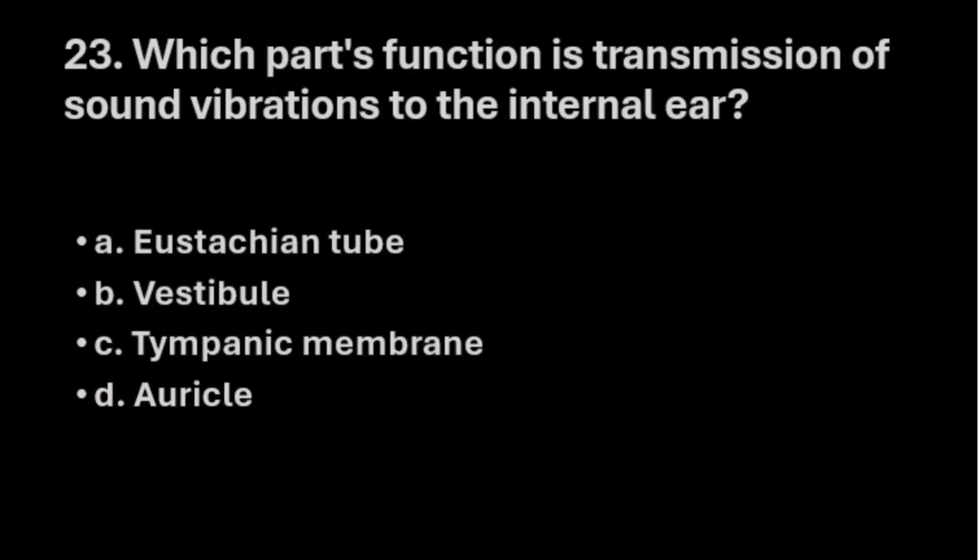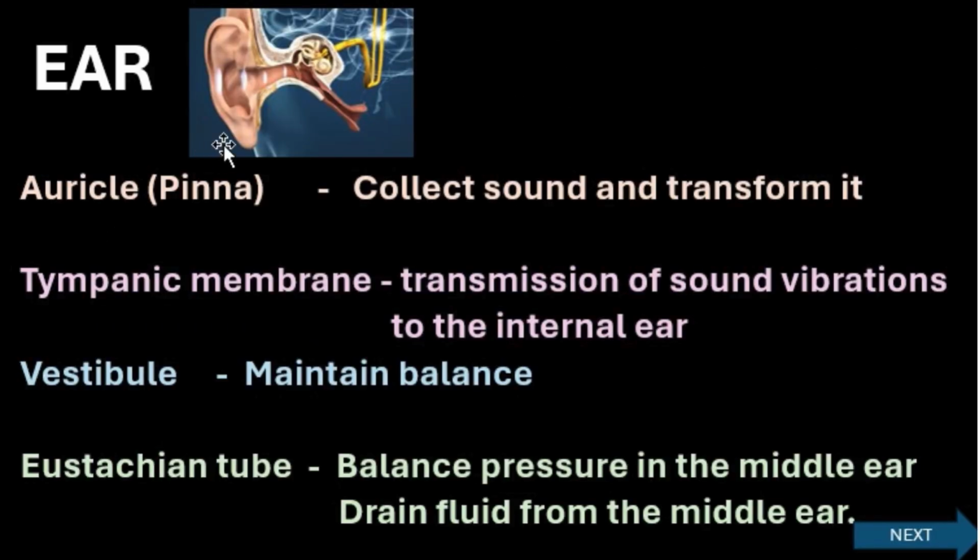Next question. Which part's function is transmission of sound vibration to the internal ear? Option A, eustachian tube. Option B, vestibule. Option C, tympanic membrane. And option D, auricle. Let us see the right answer. The right answer here is tympanic membrane.